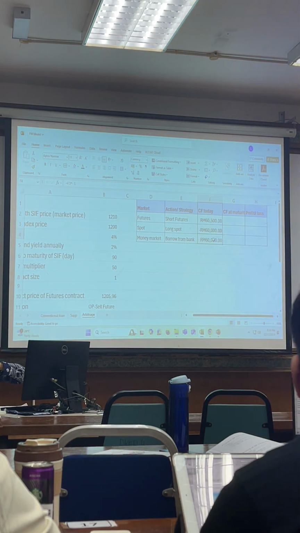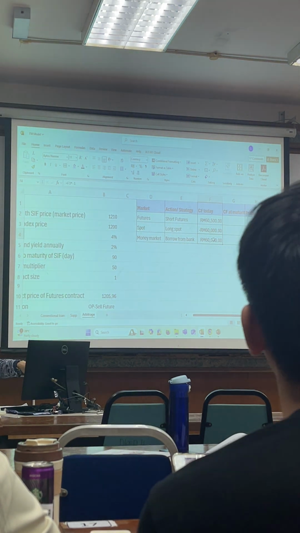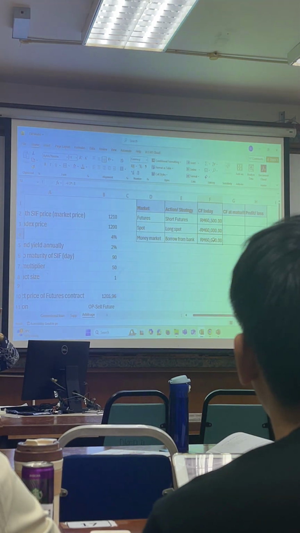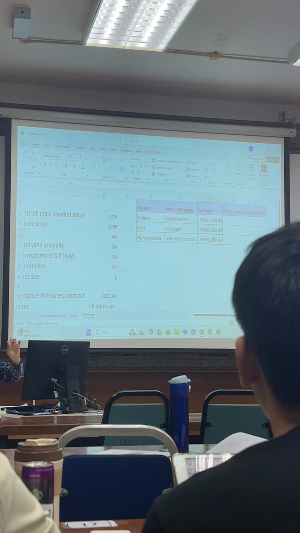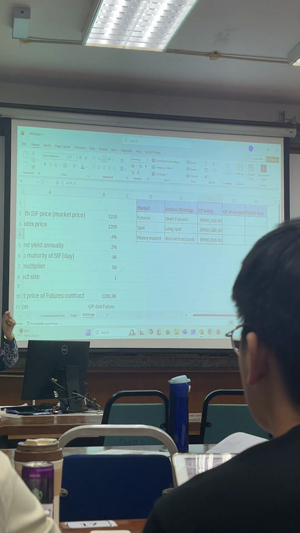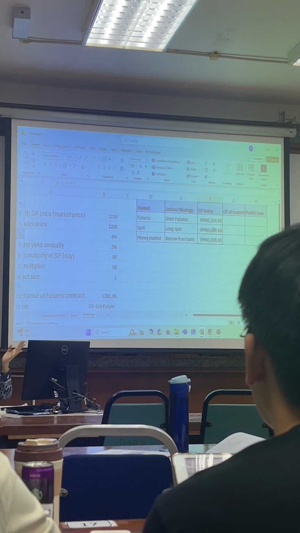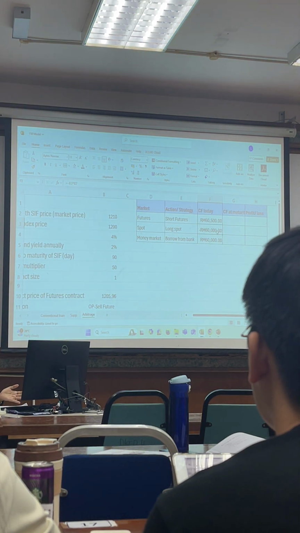Formula for the borrow from the bank? Okay, remember, which money do you want to borrow? You want to borrow in order to buy the spot. That is your reason. That's why I just copy this amount.